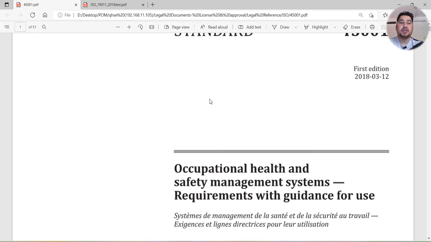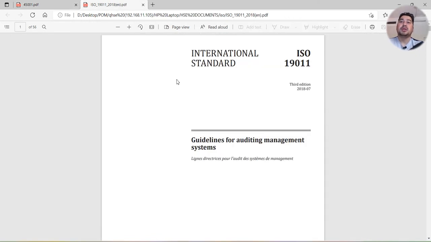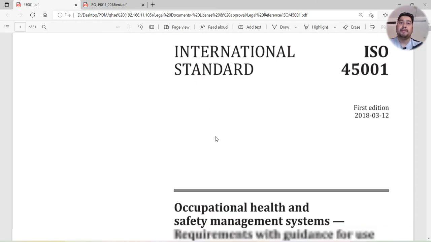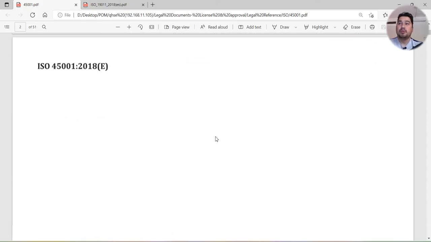First I will finish this one, the standard. Then I will cover how to do the audit, International Standard ISO 19011. But first we have to finish the ISO 45001 standard. So let's move.